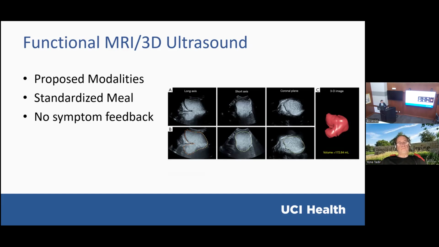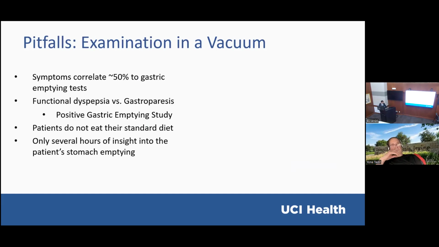And some proponents have been using functional MRI and 3D ultrasound to get a more physiologic aspect of how the stomach is morphologically contracting in people with gastroparesis. However, these have the same caveats as the nuclear medicine study. It's a standardized meal. It's not what they truly eat at home. And there's no symptom feedback like the Bravo test, where they could record their heartburn, chest pain, and we look back and see if it correlates with an acid event. So it's an examination in a vacuum.